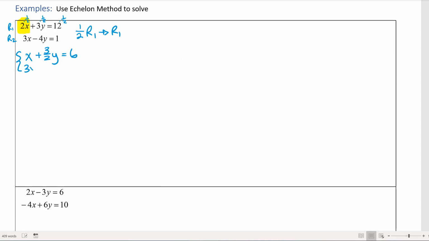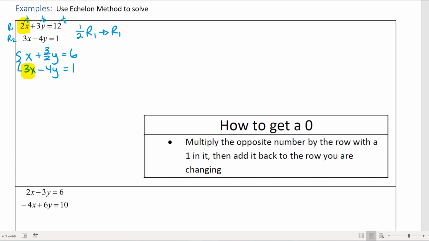What happens to row 2? Well, nothing, it just stays the same. So for the next step, I want to get a 0 for the 3x term. I want a 0 for the coefficient.